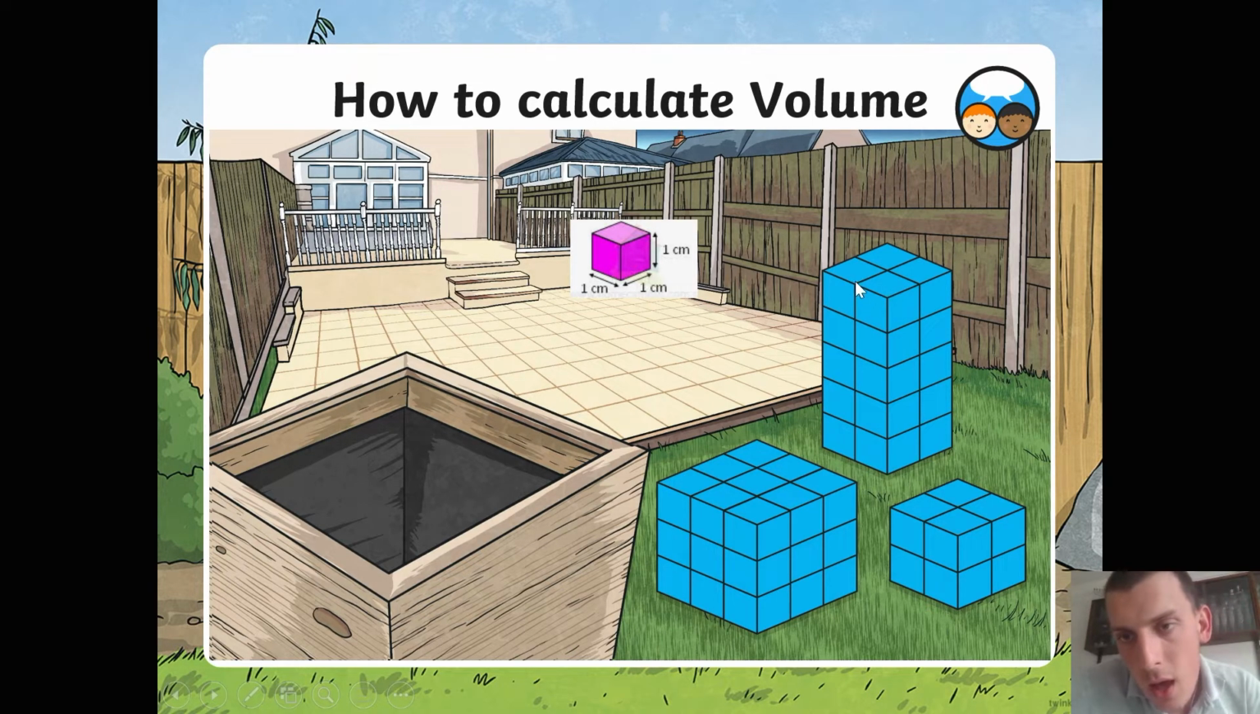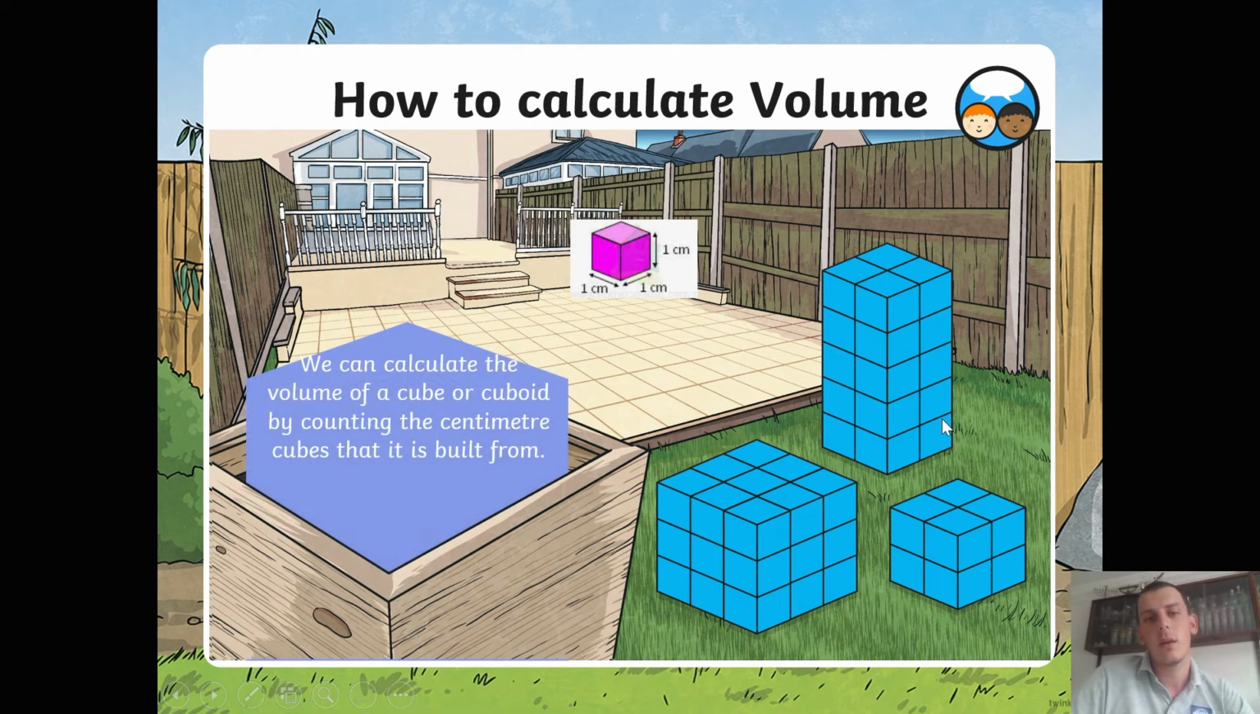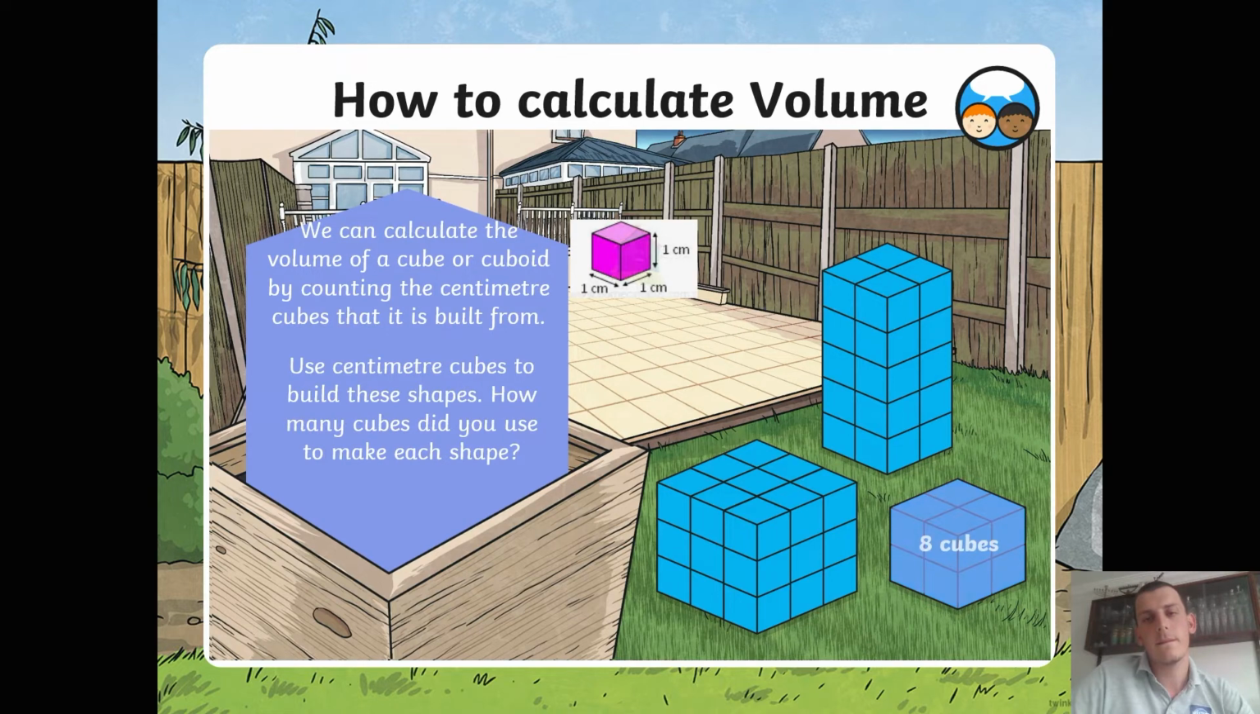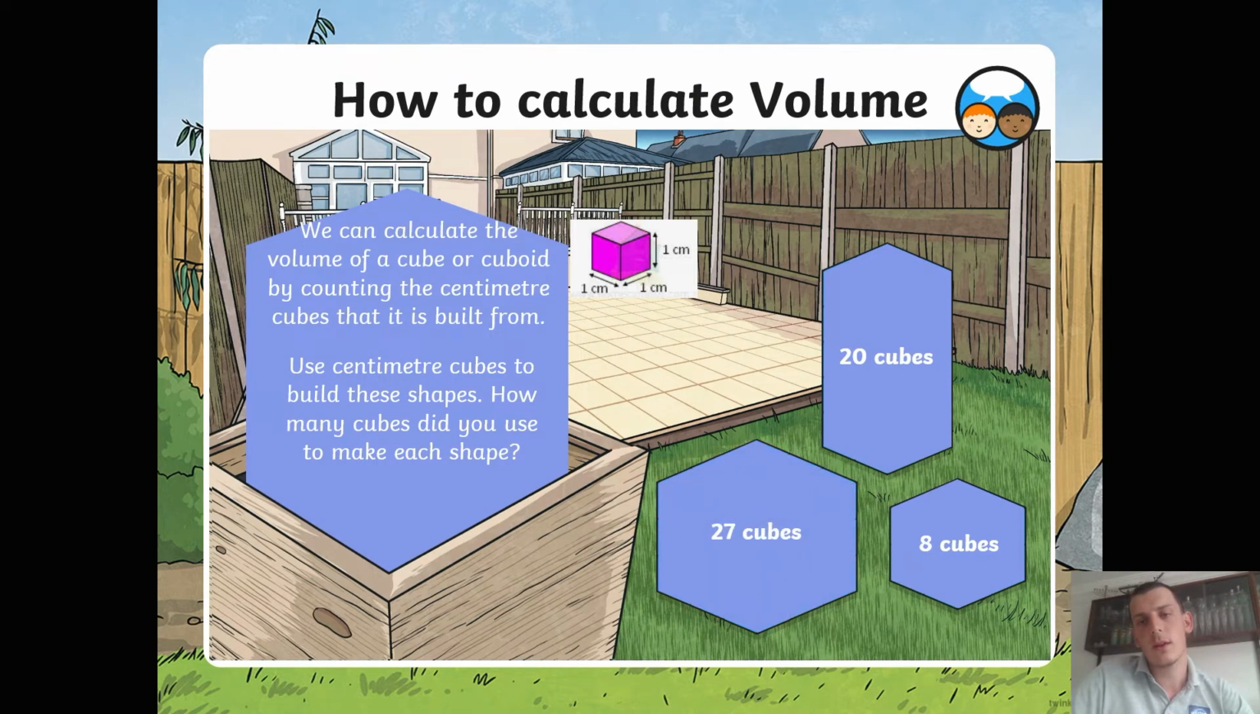Now for this one, it's kind of easy. You can see it better. 1, 2, 3, 4, 5, 6, 7, 8, 9, 10, 11, 12, 13, 14, 15, 16, 17, 18, 19, 20. So this is 20 centimeters cubed. So 8 centimeters cubed, 20 cubes, and 27 cubes. That is how you calculate the volume if the shape is made of centimeter cubes.